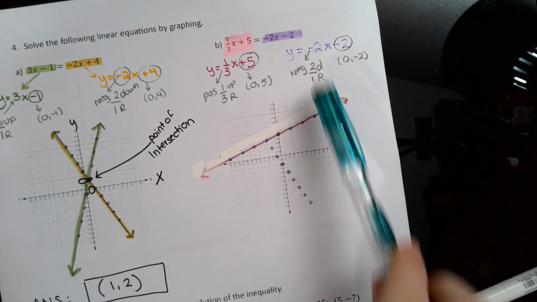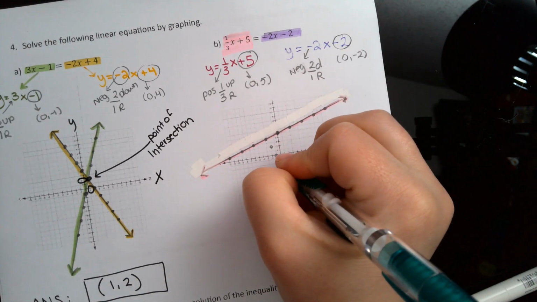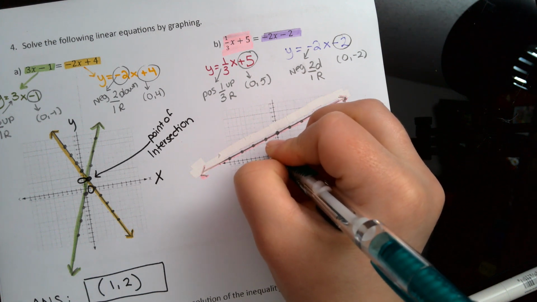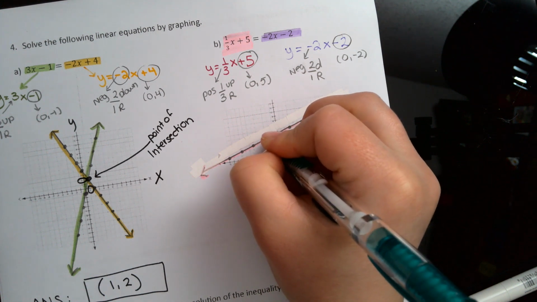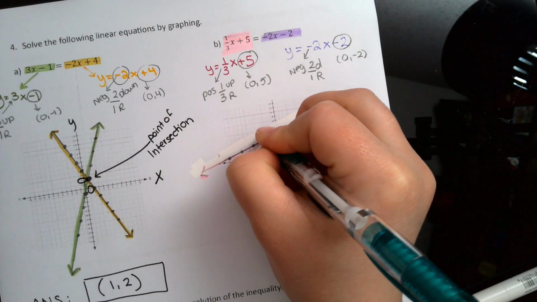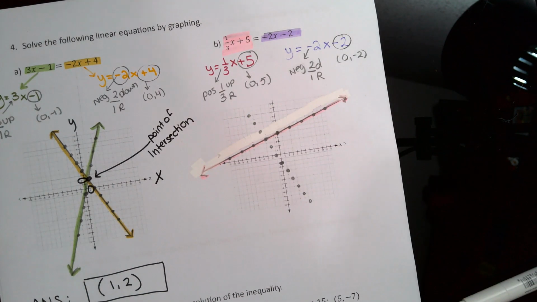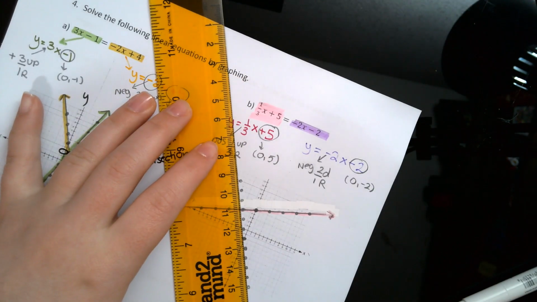So our purple was 2, 1. So here's 1, 2, over 1, up 2, over 1, repeating. There it is. And again, we're looking for that point of intersection.